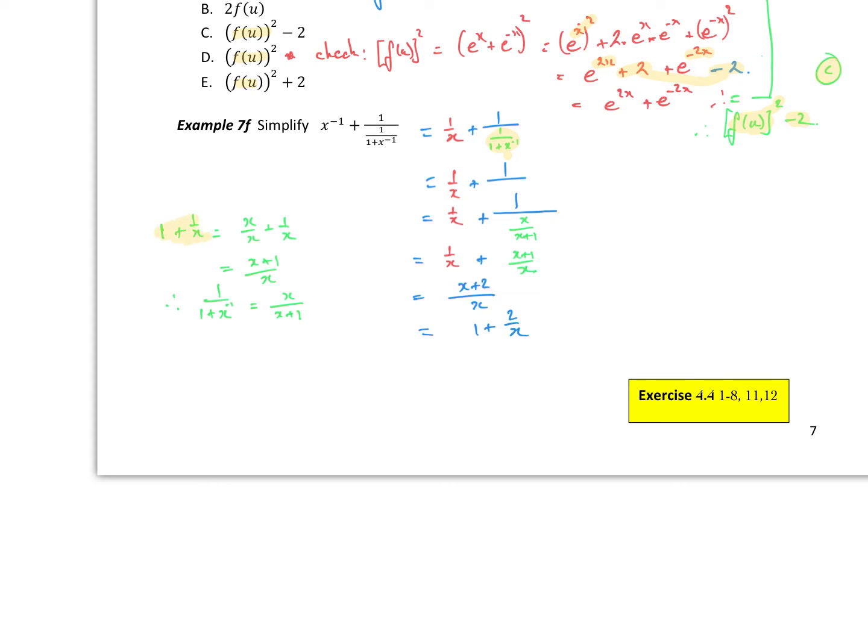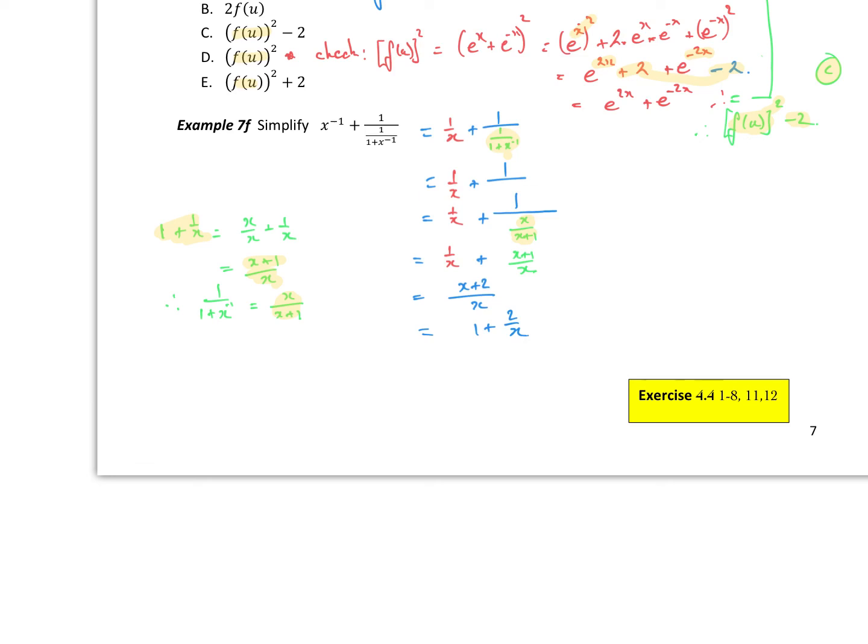So what is 1 plus x to the minus 1? Well, that's 1 plus 1 on x. So that's the same as x plus 1 on x. So 1 over 1 plus x to the minus 1 is going to be the reciprocal of that, which will give me x over x plus 1. So I've substituted the x over x plus 1 into my denominator there.